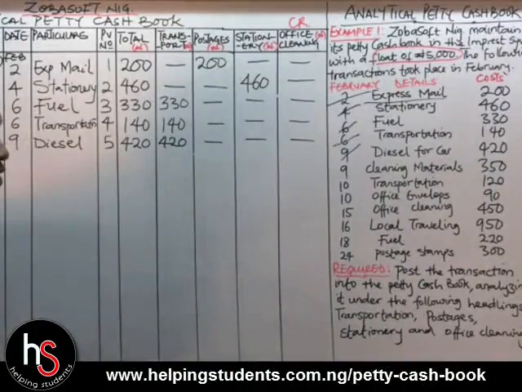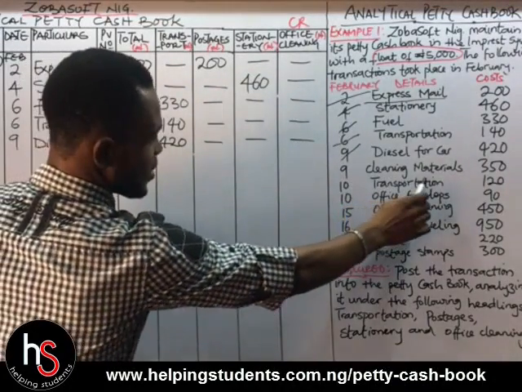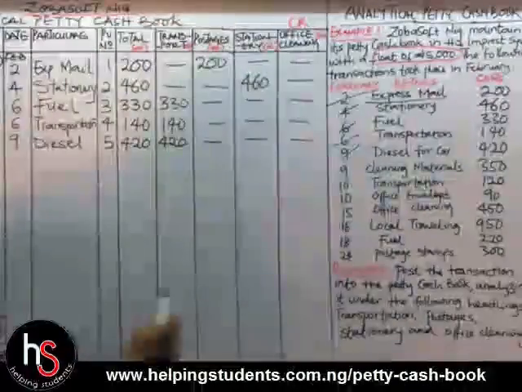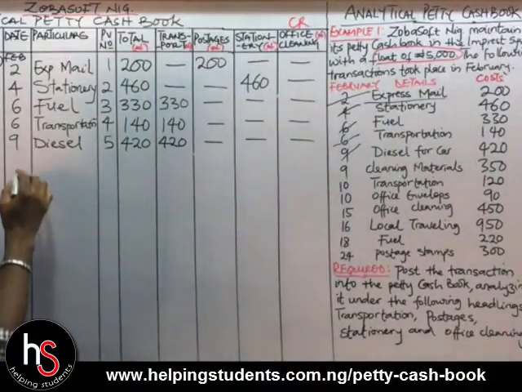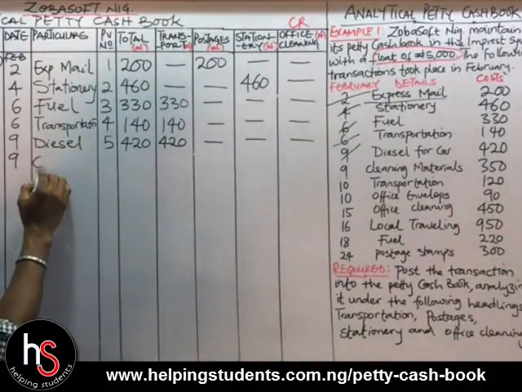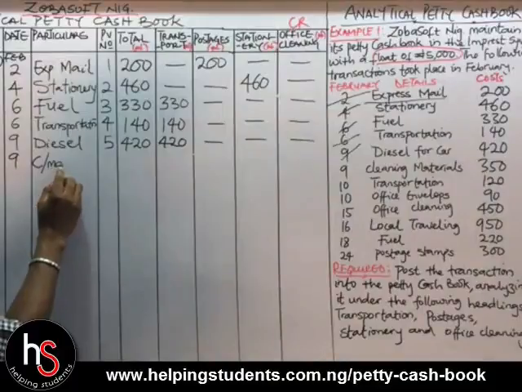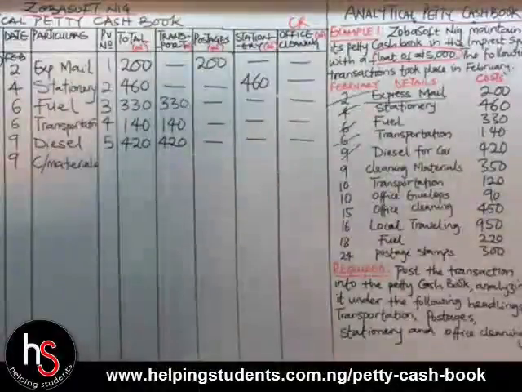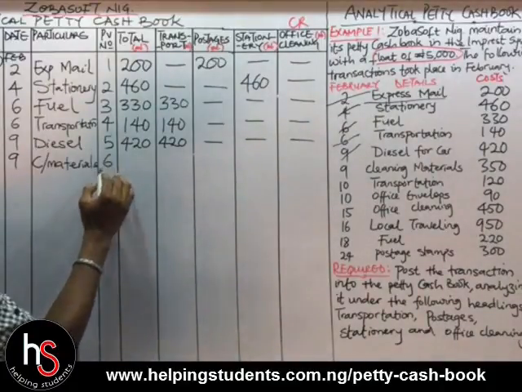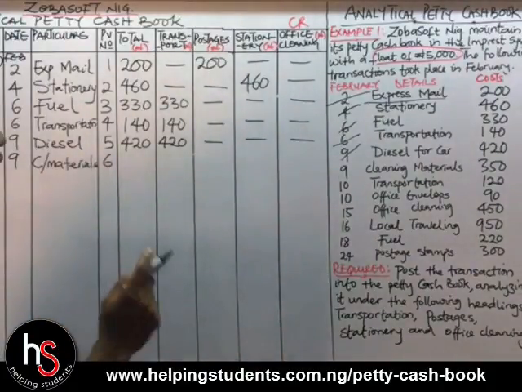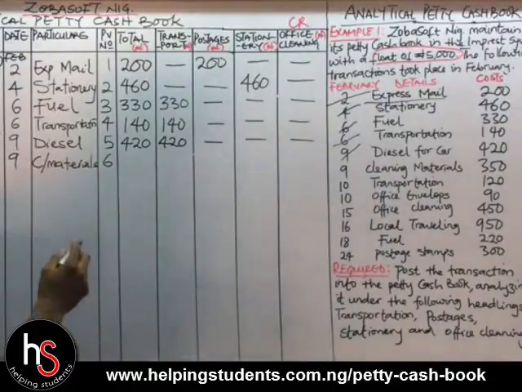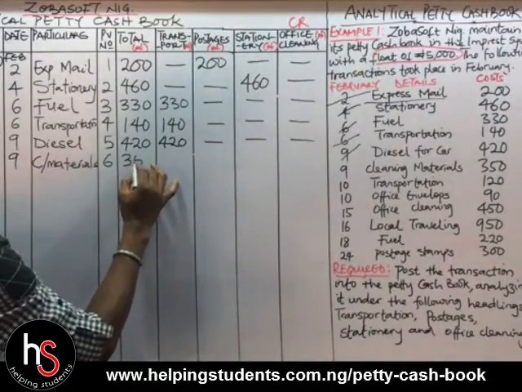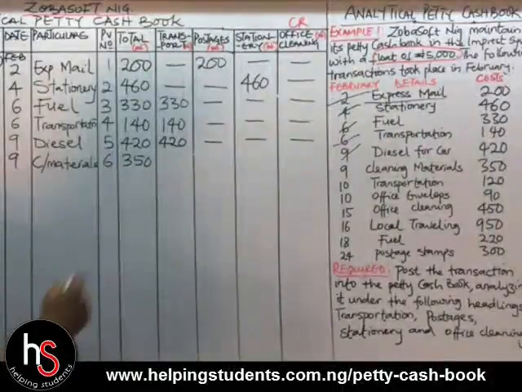Now on the same 9th, cleaning materials, 350. Cleaning materials. So we'll write the same 9th and we'll have what? Cleaning materials. Now what do we have under our PV number? To be 6. Okay? 6. How much is the cleaning materials? 350. So the total we have 350.